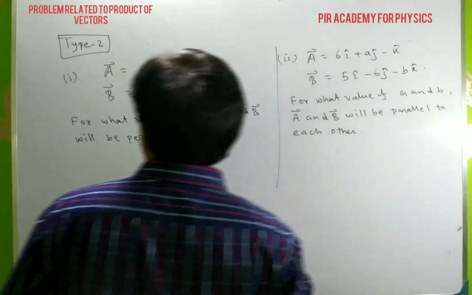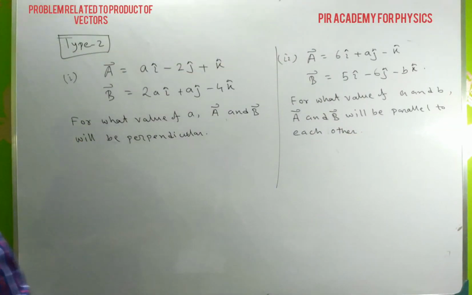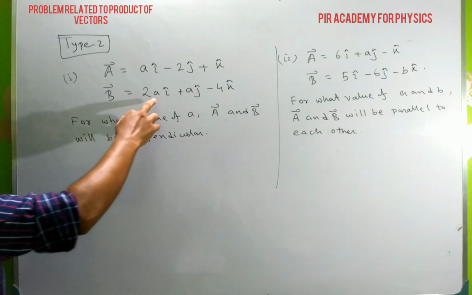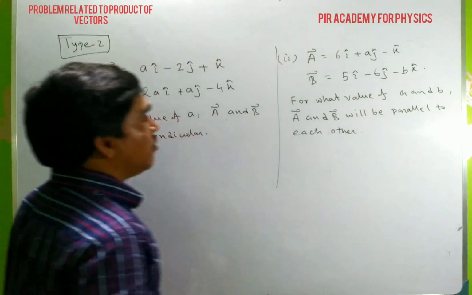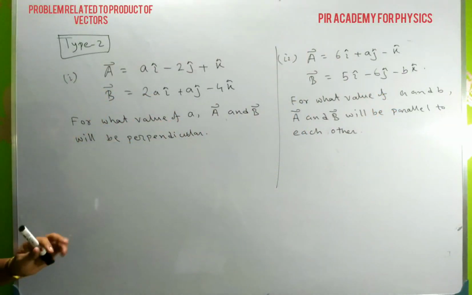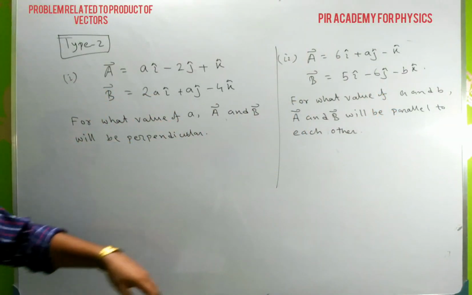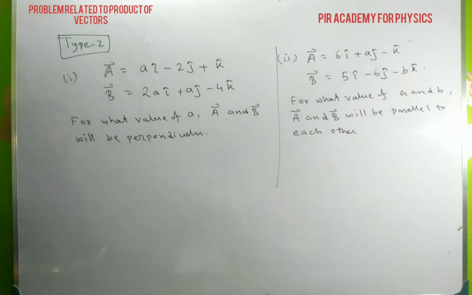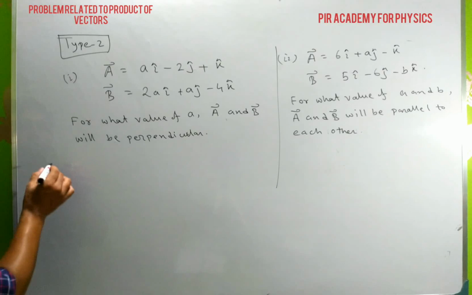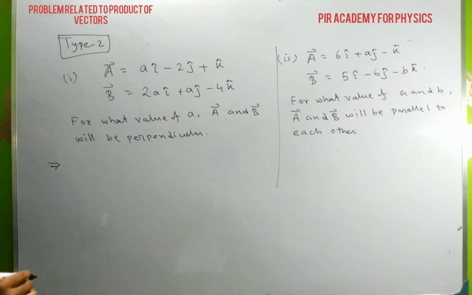This is the type 2 problem. You have to calculate the value of a, and here the value of a and b. That means these two vectors will be perpendicular to each other, and these two vectors will be parallel to each other. You have to think about it.